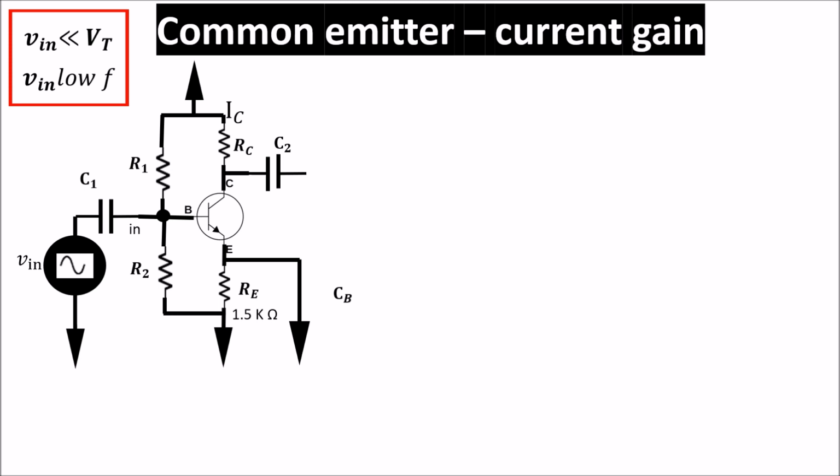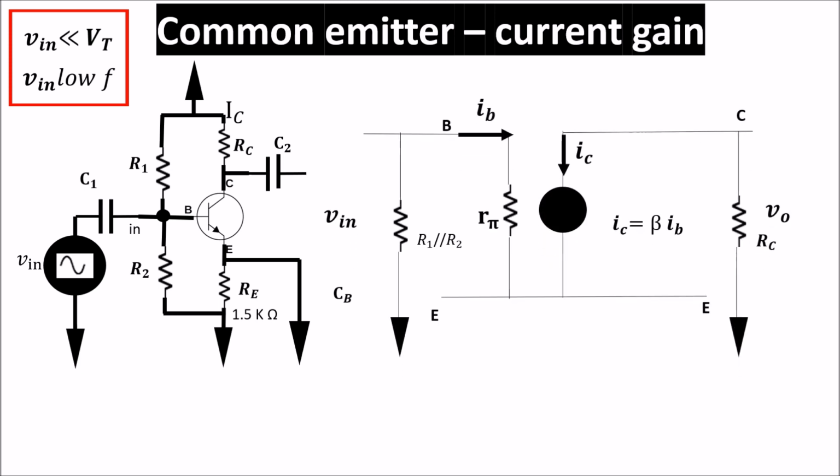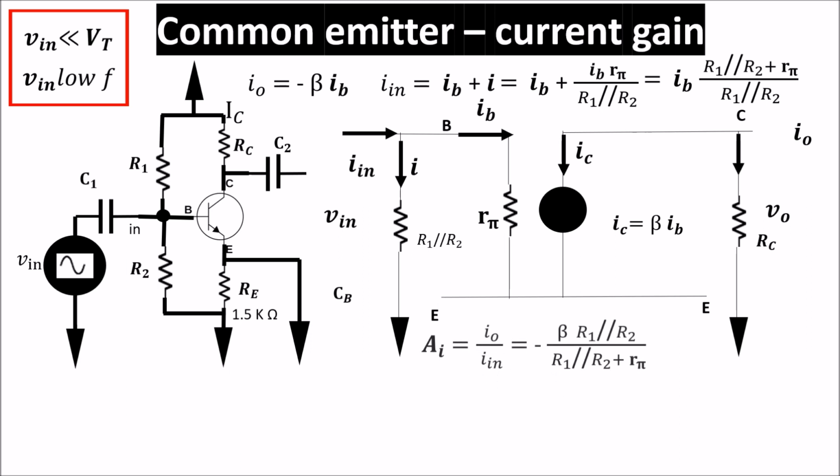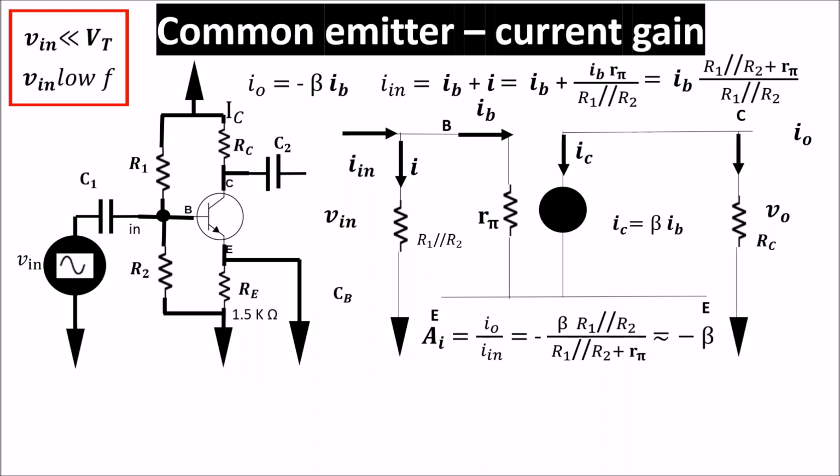For calculating the current gain of this configuration, we use this pi model in which IC is beta times IB, so I out is minus beta times IB. I in is IB plus IE, the current flowing into R1, R2, which is equal to the voltage drop V pi, or IB times R pi, divided by R1 parallel R2, which we can write in this way. Now we can have the current gain, which is I out divided by I in, so it is this. If the parallel between R1 and R2 is much more than R pi, the current gain is more or less equal to the beta. So we have a high current gain taking into account the bypass capacitor.